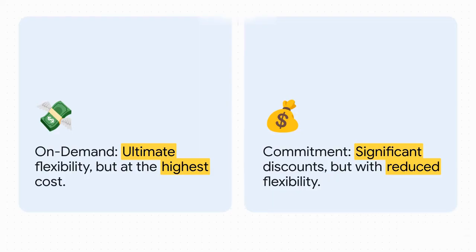So this is the fundamental balancing act. On-demand pricing is awesome for flexibility, right? You can spin things up, tear them down whenever you want, no strings attached. But you pay top dollar for that convenience. Commitments, well, they flip that whole equation. You trade a bit of that do-anything, anytime flexibility for some truly significant cost savings. And your job as an architect is to find the perfect balance between the two.